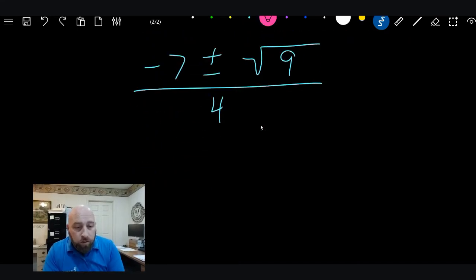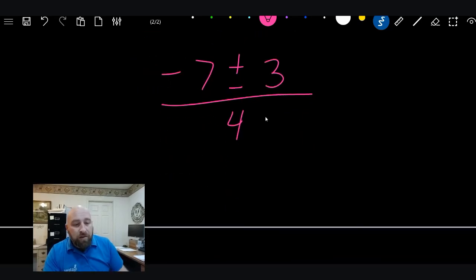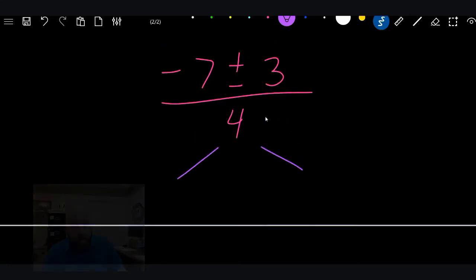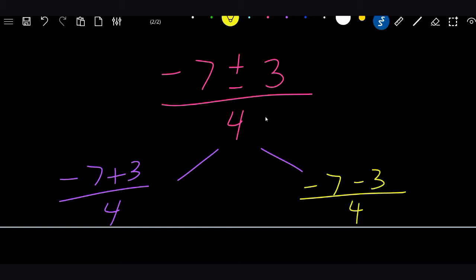So what we're going to do is we're just going to solve that. So we're going to say minus 7 plus or minus, and that solves out to 3 over 4. Now here, because of this plus or minus sign, we really have two different things happening here. We have a minus 7 plus 3 over 4 and a minus 7 minus 3 over 4. You see what happened there? I just split that plus or minus sign into two different sections there.